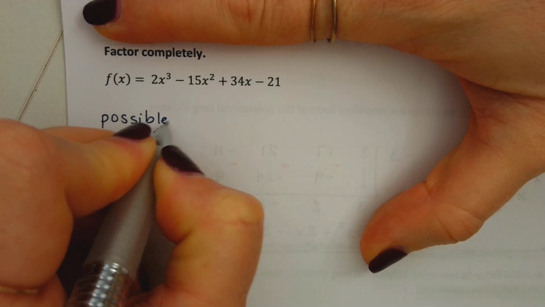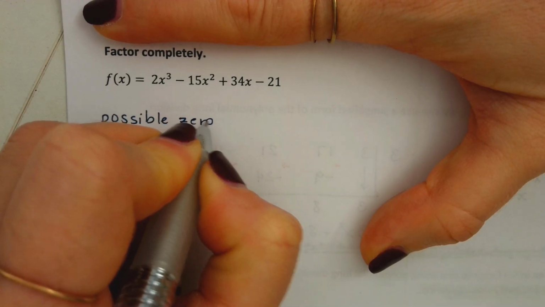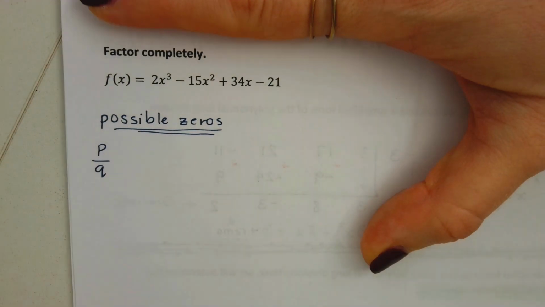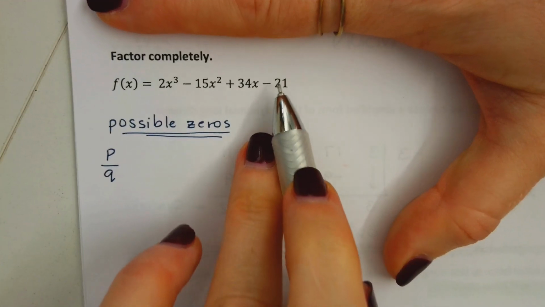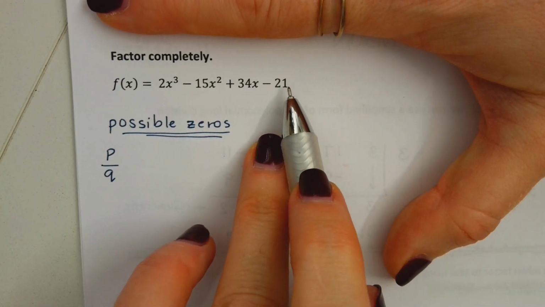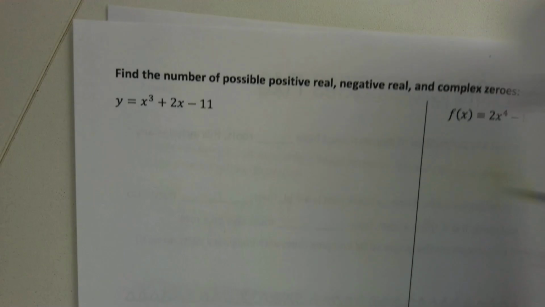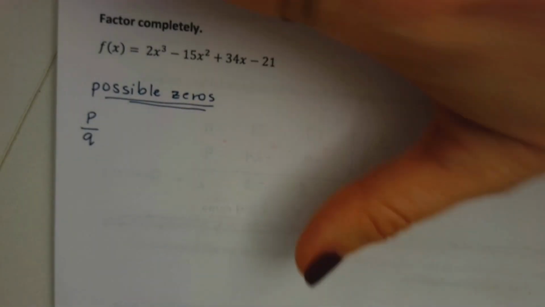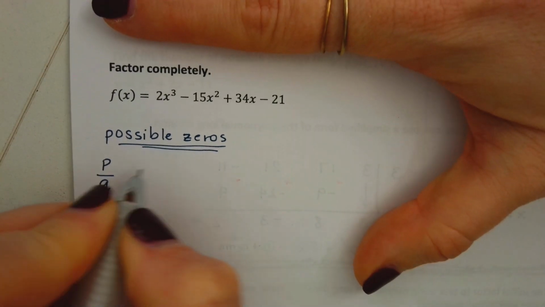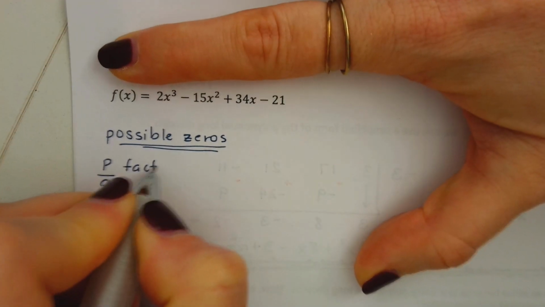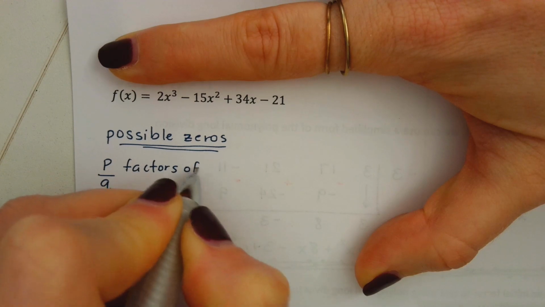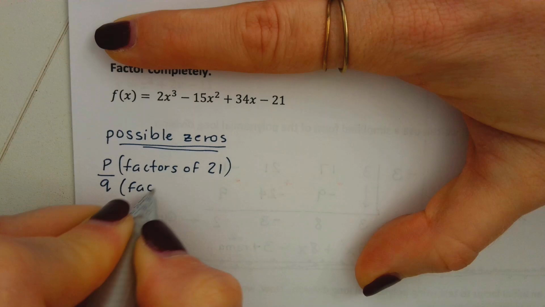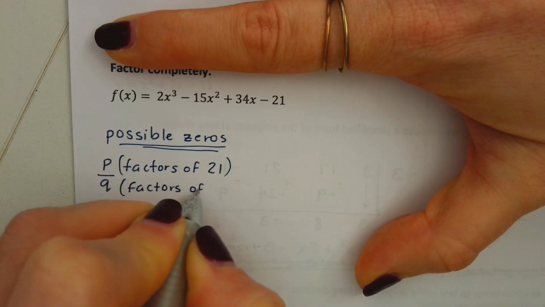Possible zeros. Okay, and those possible zeros, remember, they're in the form P over Q, where P stands for factors of that constant at the end, factors of 21. Is this the one we started with? Slightly different. Okay, factors of 21. And the bottom one stands for factors of what? 2. Factors of the leading coefficient, which is 2.